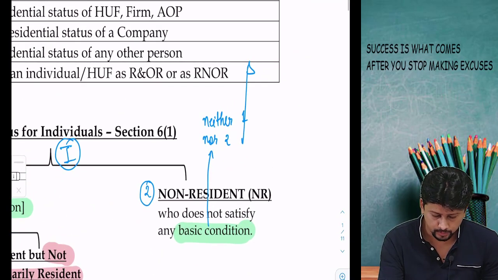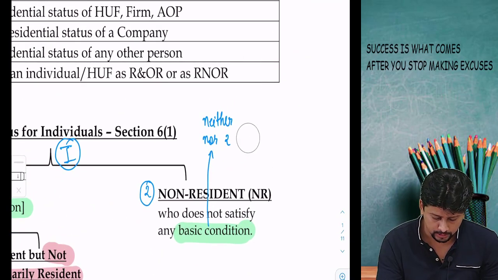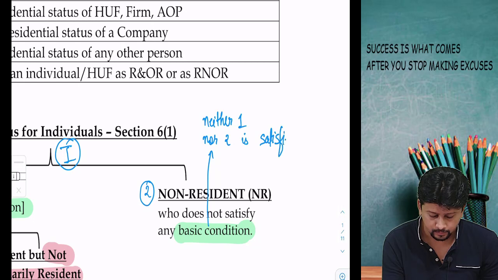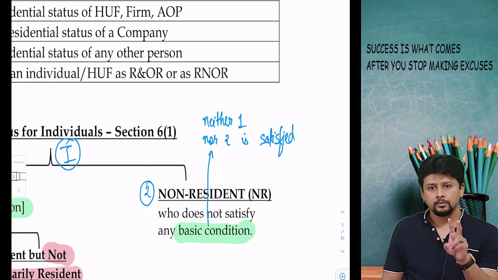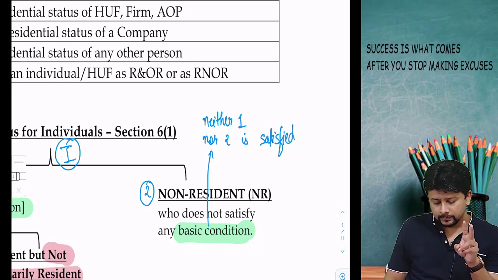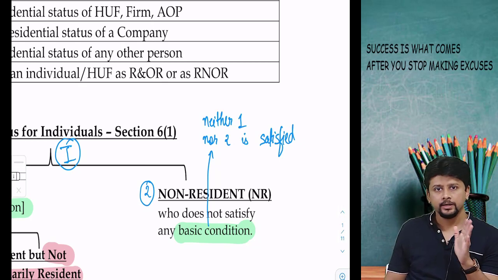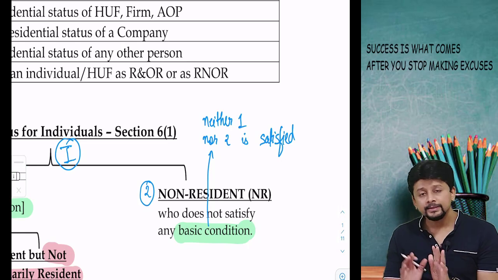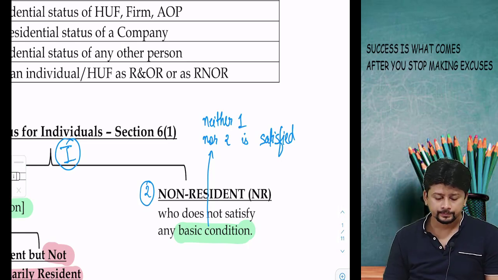Neither condition number 1 nor condition number 2 is satisfied. Neither 1 nor 2, nothing is satisfied. So the Act has given you 2 basic conditions. If any one of them is satisfied, you are a resident. If neither one of them is satisfied, you are a non-resident. This is a general case.